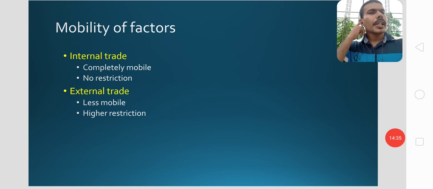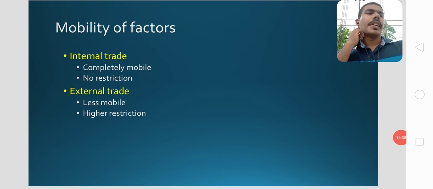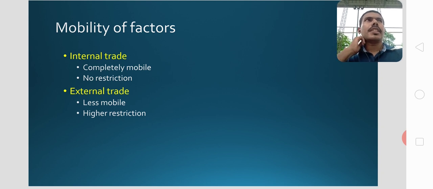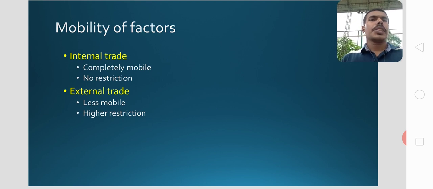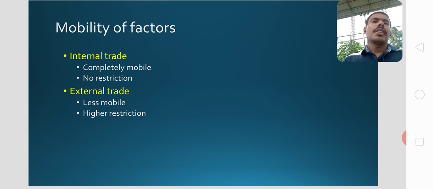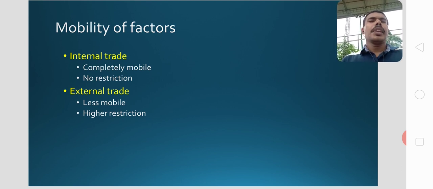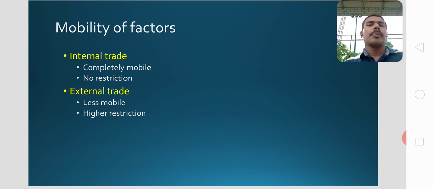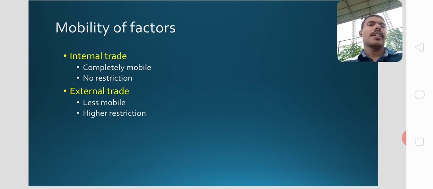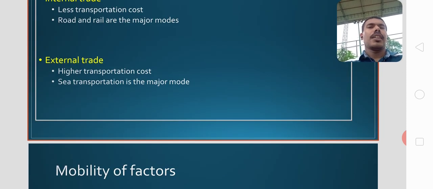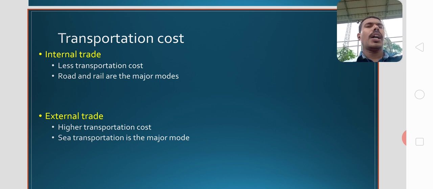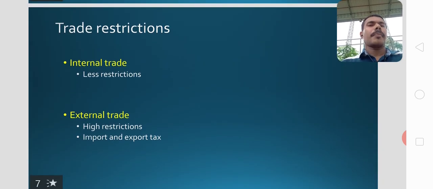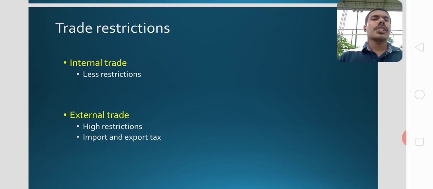So with that, let me conclude the presentation on differences between internal trade and external trade. Internal trade is taking place within the country. External trade is taking place between the countries. Internal trade is also called domestic trade. External trade is also called international trade. Factor mobility is perfect in internal trade. Factor mobility is restricted in international trade. Transportation cost is less in internal trade. It is too high in external trade, and there will be no trade restriction for internal trade.